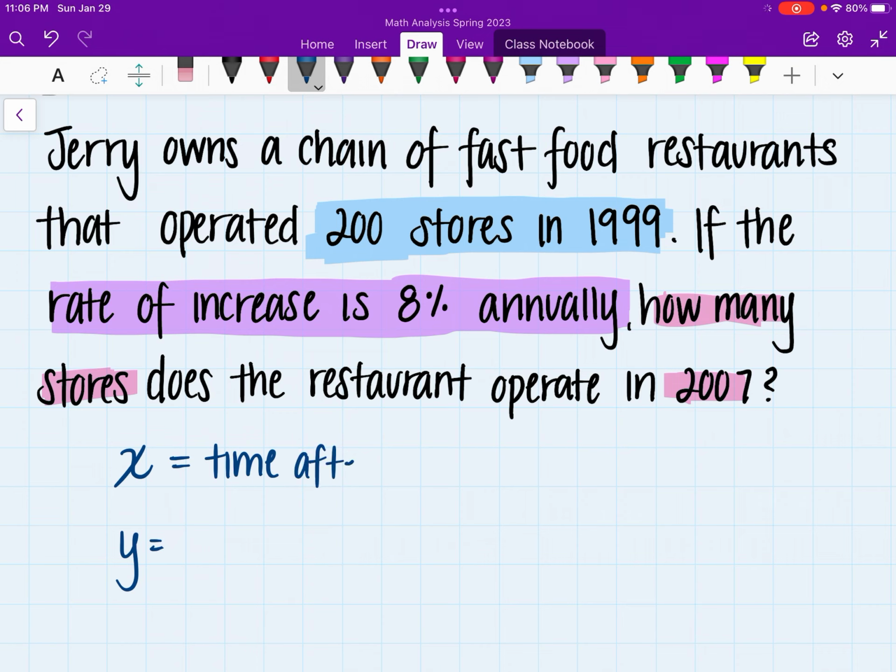So this is time after 1999. All right. So that's representing, in this case, the years. We want to say years from 1999 to 2007. Y in this case is going to be representing the number of stores operating.